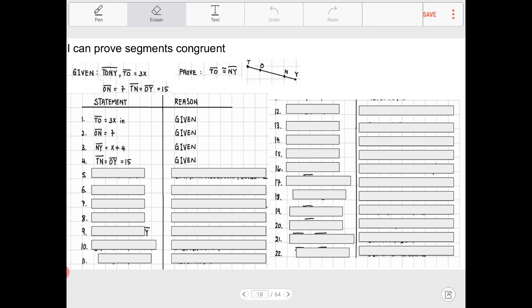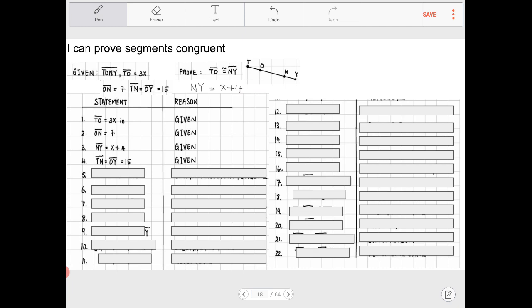It appears I may have left out a given here, so my apologies for that, and which was NY is equal to x plus 4. That was a part of the given that I had forgot, or that I had concealed and not revealed. Okay, so NY is equal to x plus 4. That was a part of the given that I had left out there.